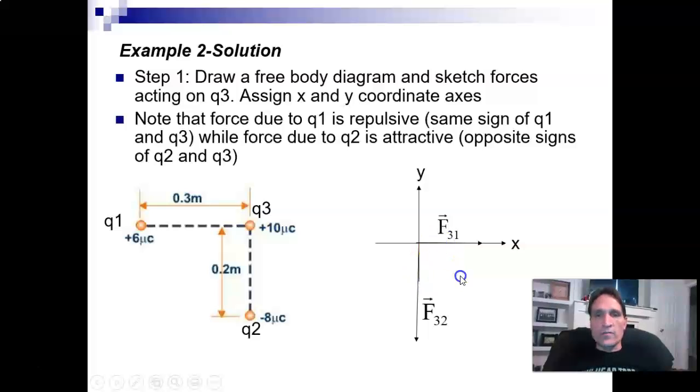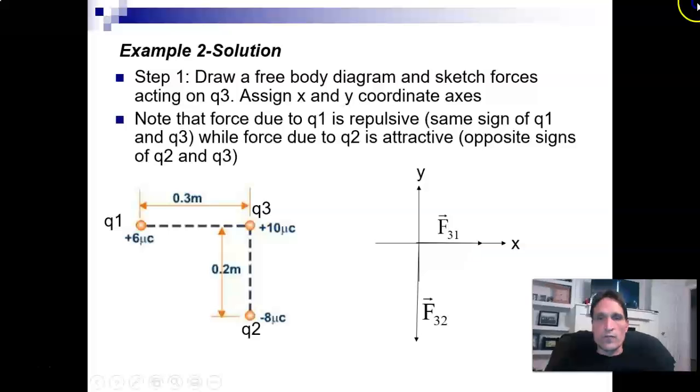We're going to add the two vectors to get the total force. But first we need to get the magnitudes of each of these forces, F31 and F32. We know the directions. We don't know the magnitudes yet. So let's use Coulomb's law here.